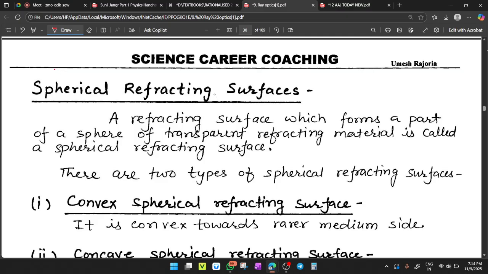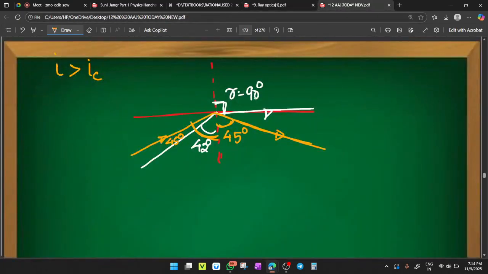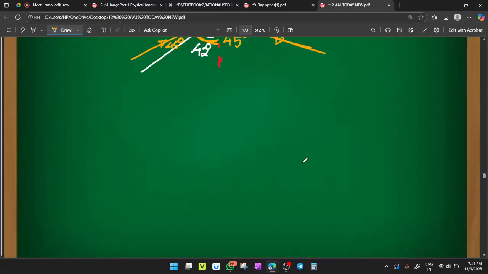What are spherical refracting surfaces? First, try to understand a spherical refracting surface. You have a spherical glass ball here. If you cut this glass ball like this, then you have a surface like this.